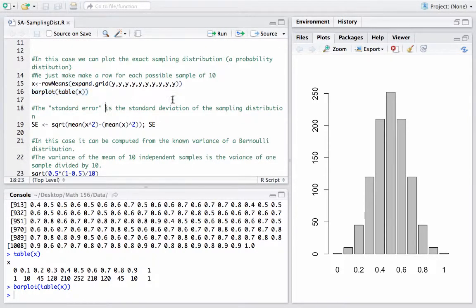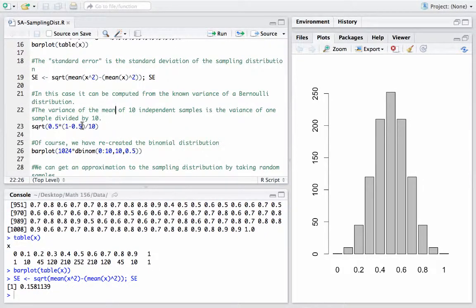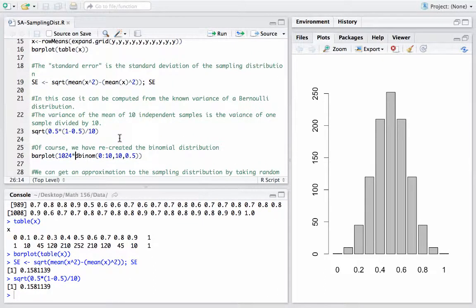Here's a vocab term. Standard error is basically the standard deviation of a sampling distribution. So if you think of the mean of a sampling distribution as an estimate for our statistic, then the standard error is an estimate for the spread of that. Also, Paul points out a second way to calculate this. The variance of a Bernoulli distribution is p times 1 minus p, and for 10 independent samples, we can get the variance by dividing that by 10. And of course, this is intuitively nice because this means that as we take more and more samples, our error will shrink.